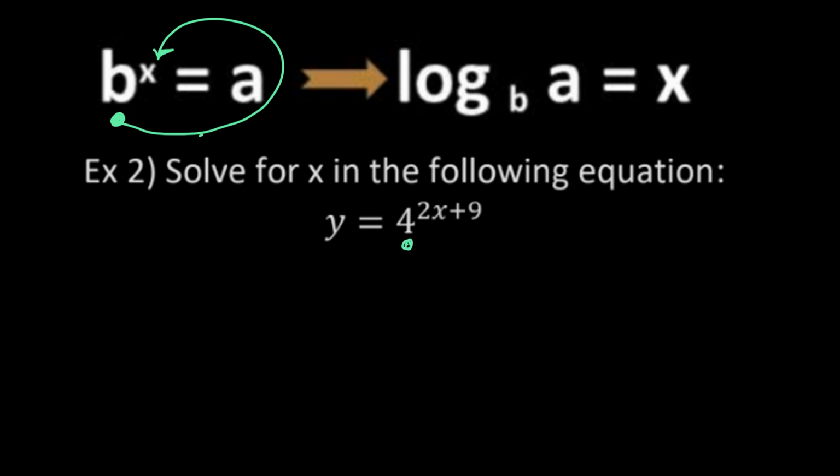So I start at my base, roll towards the equal sign and around until I've hit all of my terms. So we started as an exponential. I now need to make it a log, so you write log base 4. What's the next thing we pass by? Y. So log base 4 of y equals, and then what's the last thing we touched? 2x plus 9.